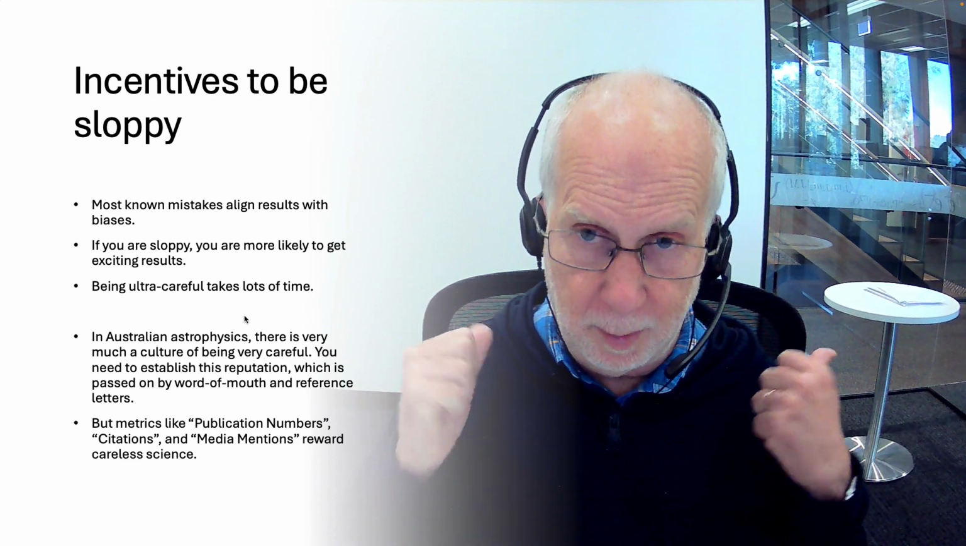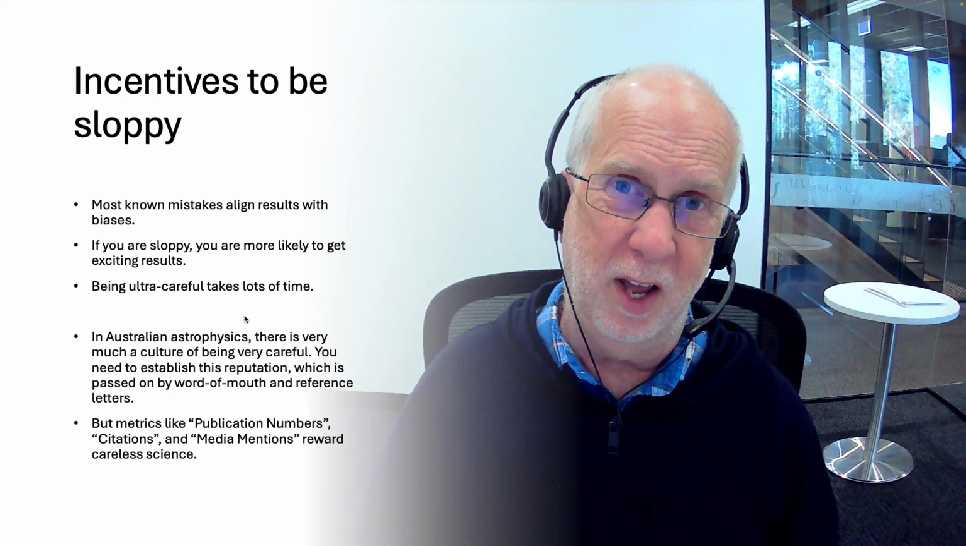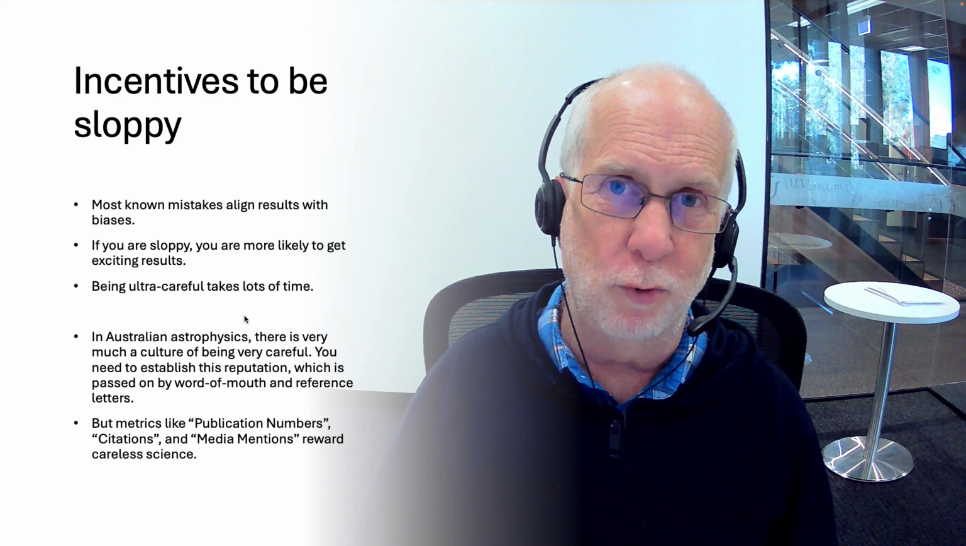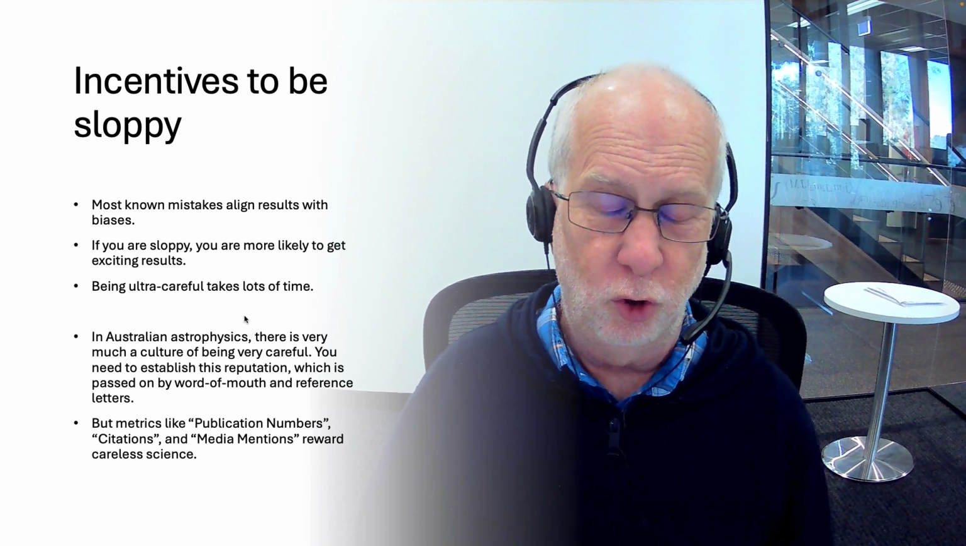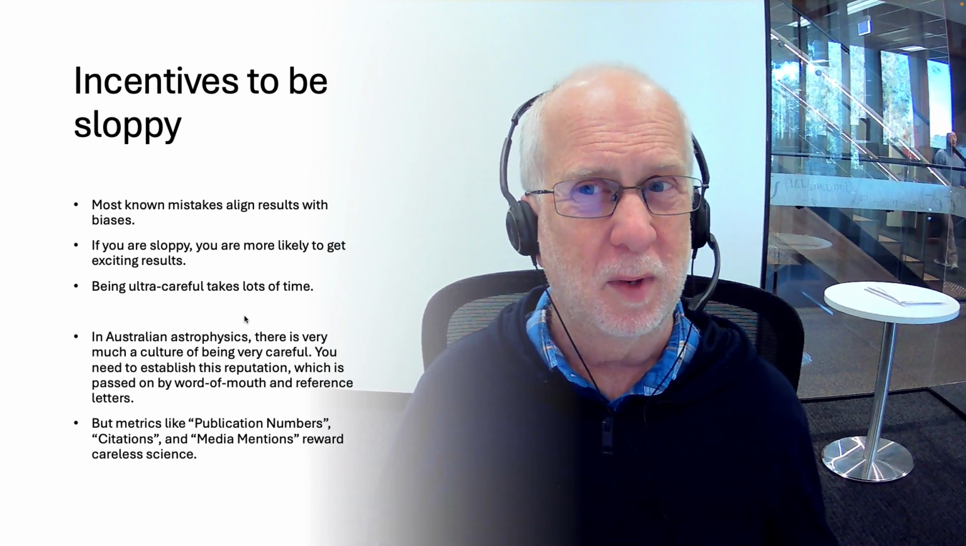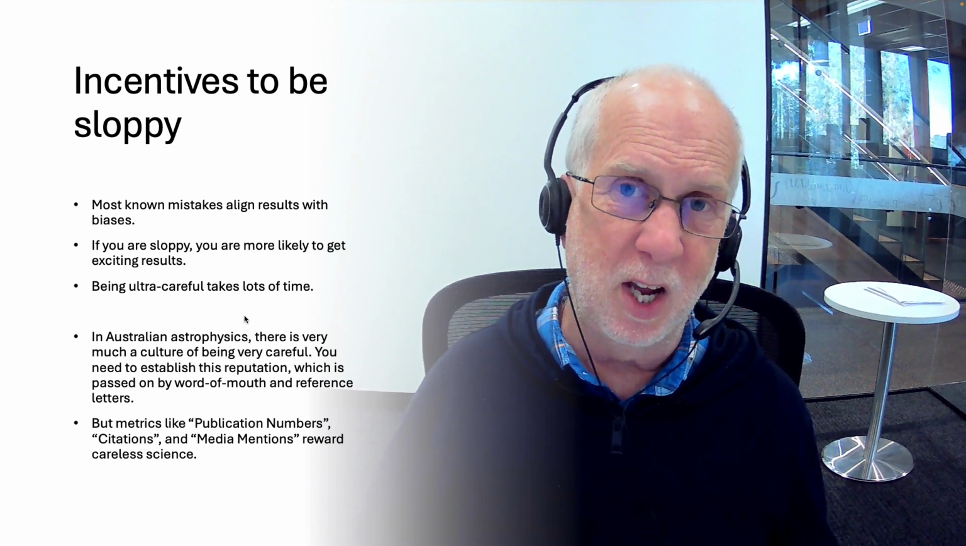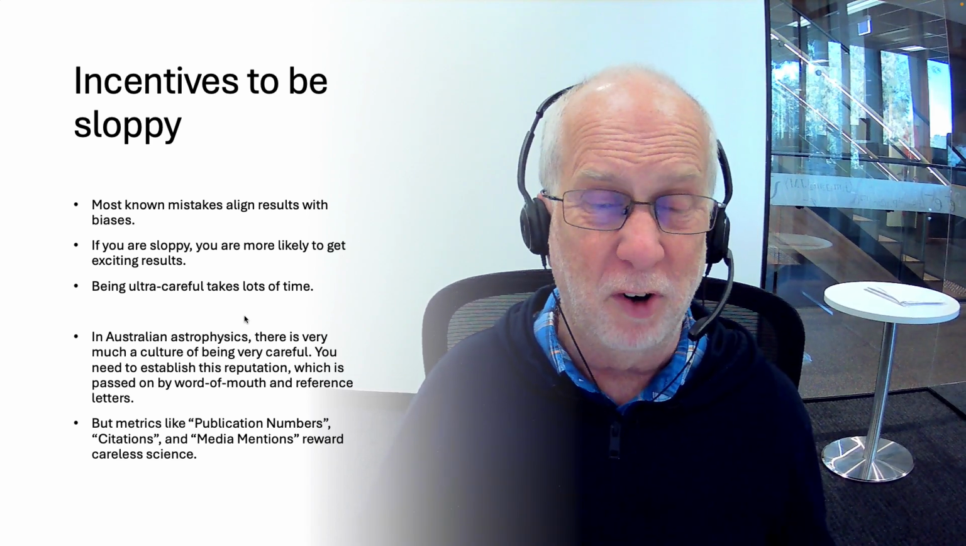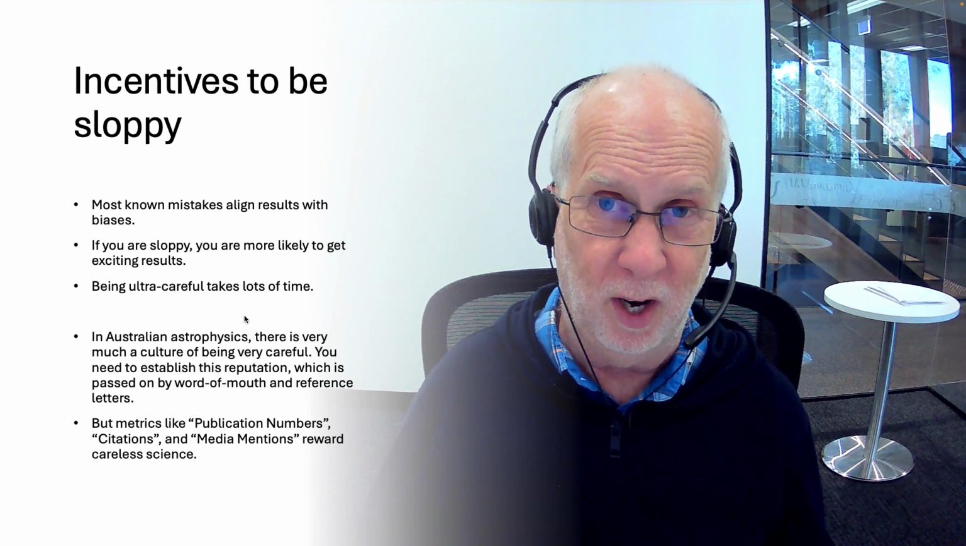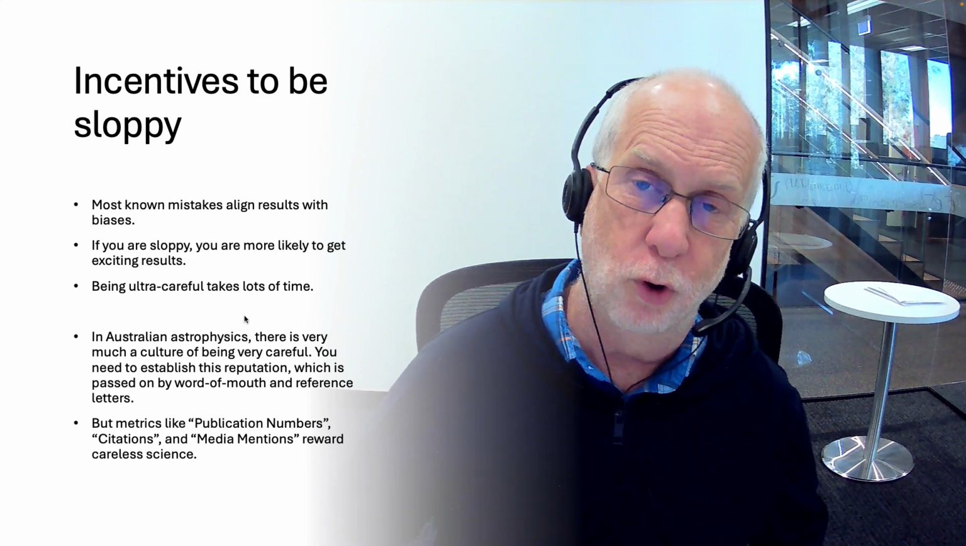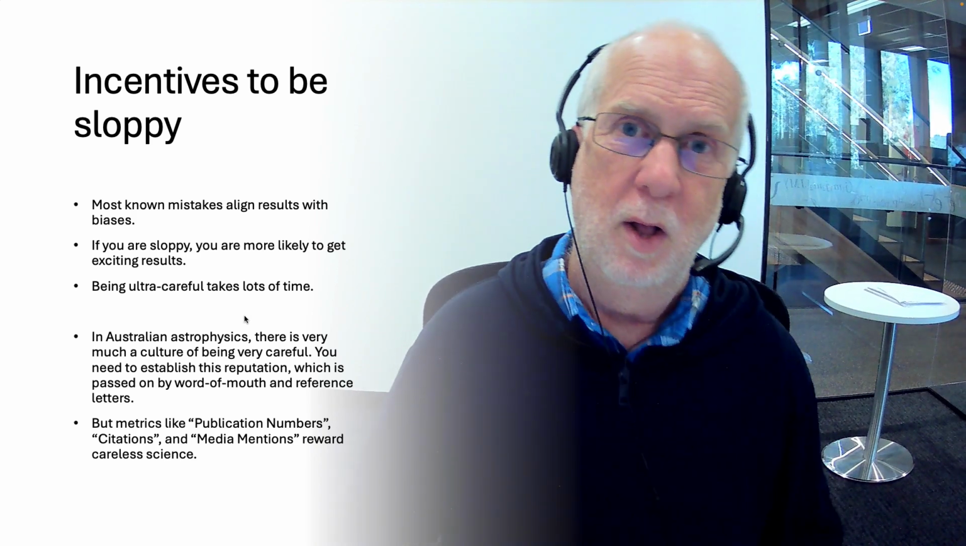Now, I'm an astrophysicist, and I know that in Australian astrophysics there is a very strong culture of you've got to be careful. There's often the nudge and the wink, that person's a bit sloppy. So the counterbalance to all this is that you can get a reputation for doing slipshod, not very careful work, and that can be fatal, and I've seen it be fatal to people's careers.